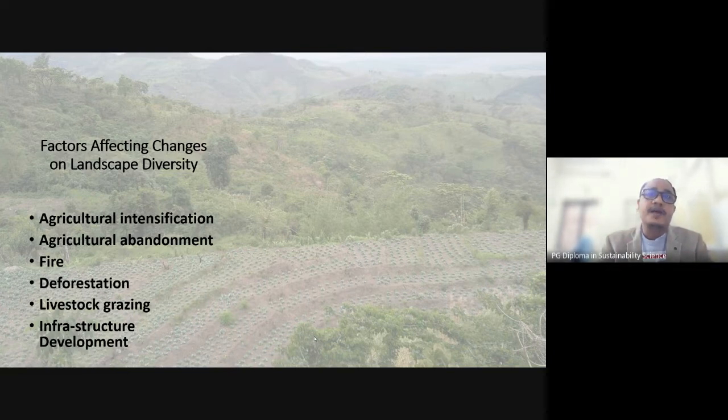Then fire. In case of forest fires, it may be natural fire or man-made fire. When it happens, that affects the landscape diversity of that area. Deforestation, we know, and livestock grazing. Then especially the most important, when we talk about the sustainability point of view, is infrastructure development. So that's why here we need to understand the basic principles we have talked about, the hierarchy model, percolation theory, when you implement any infrastructure development program or policy, right?